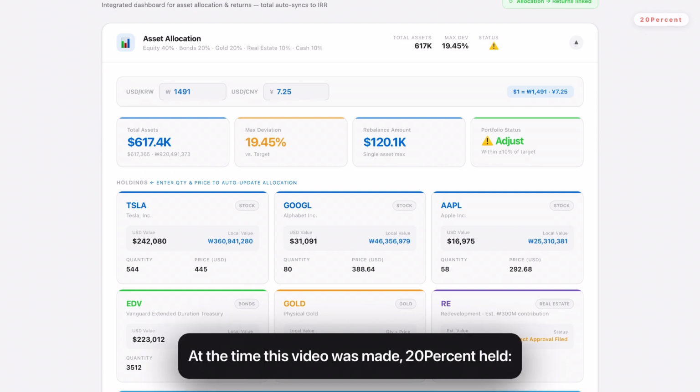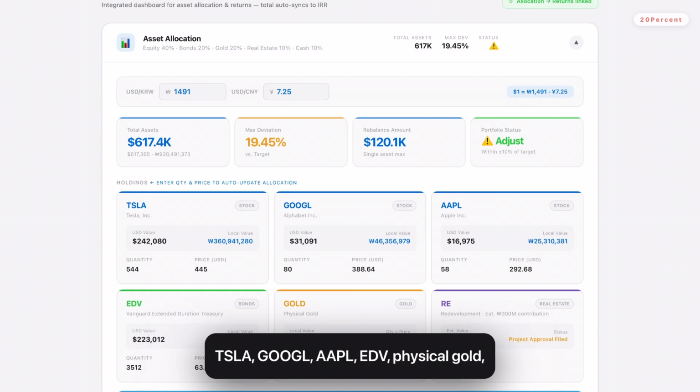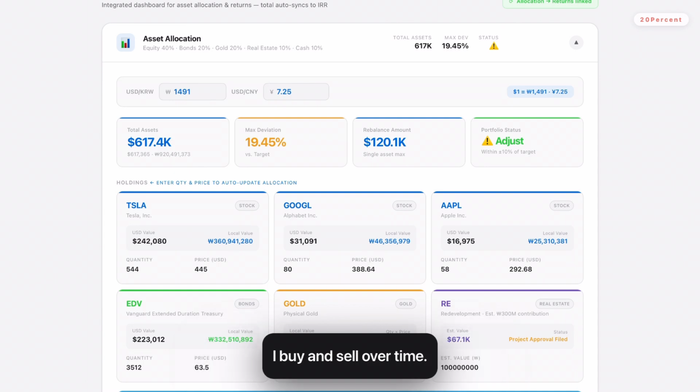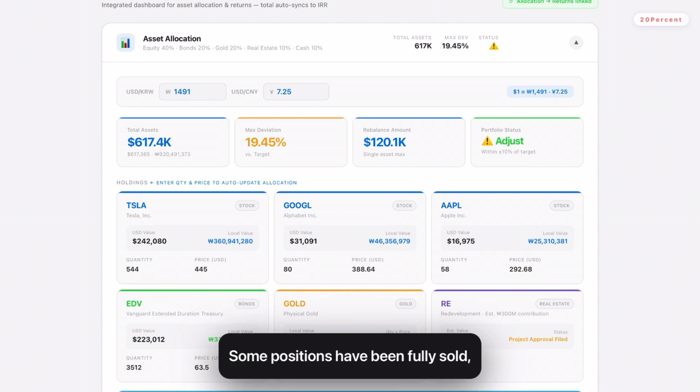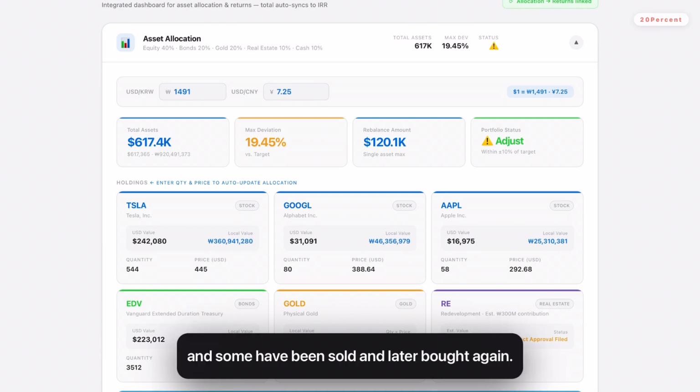At the time this video was made, 20% held TSLA, GOOGL, AAPL, EDV, physical gold, real estate under redevelopment, US dollar cash, and Korean won cash. I buy and sell over time. Some positions have been fully sold, some have been partially sold, and some have been sold and later bought again.